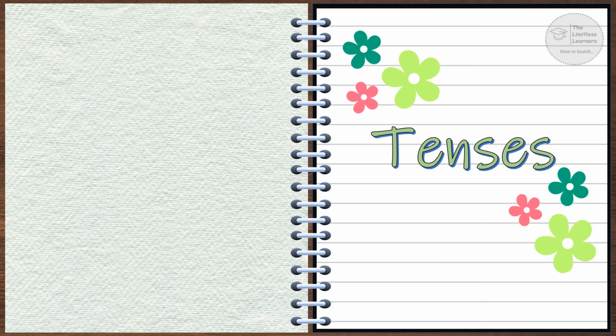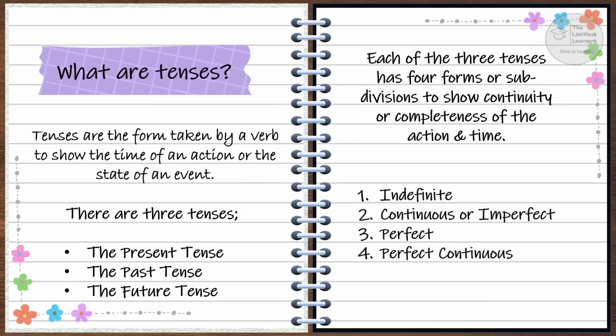Tenses. Do you know what are tenses? Tenses are the form taken by a verb to show the time of an action or the state of an event. There are three tenses: the present tense, the past tense, the future tense.